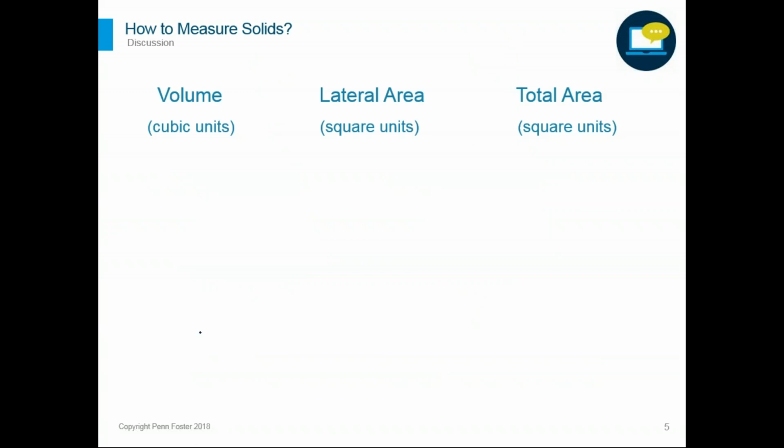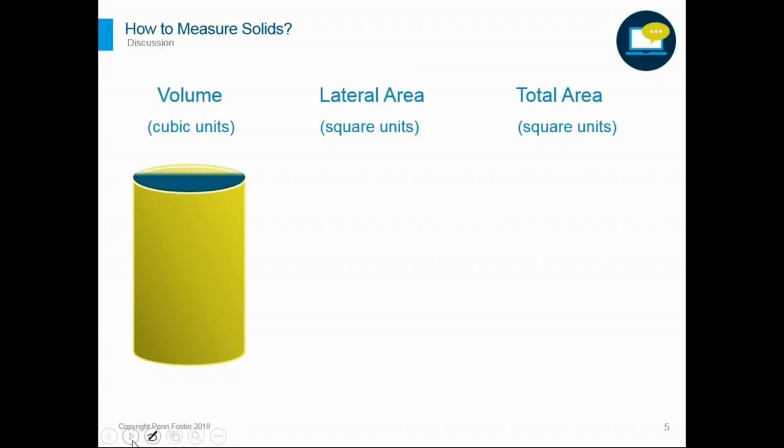Now, within this unit, we will look at different formulas for finding volumes, lateral areas, and total areas for different solids. So just to have the concept in our head, what's the difference between a volume, lateral area, and total area? So for example, most of us know the volume would be how much air or how much water you're able to fill a solid with. So that would represent the volume. And we always use cubic units for measuring volume.